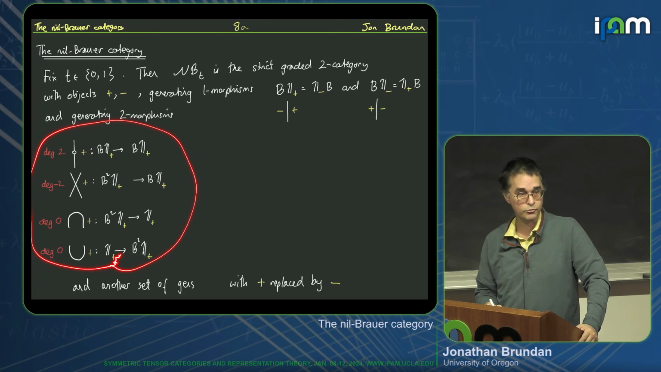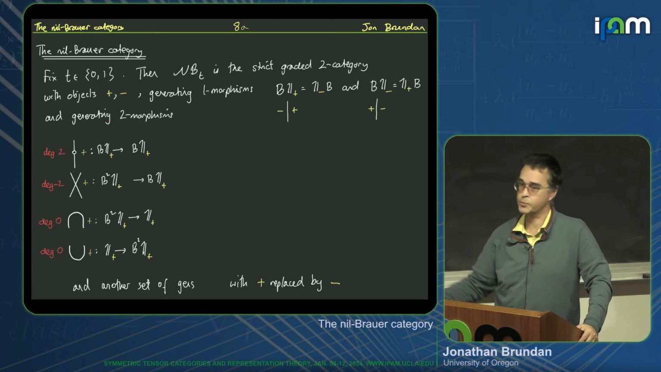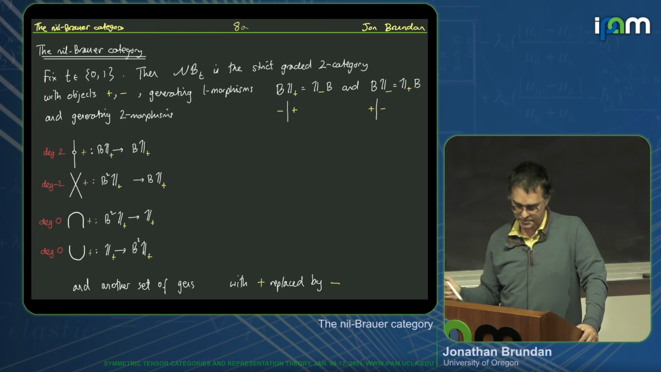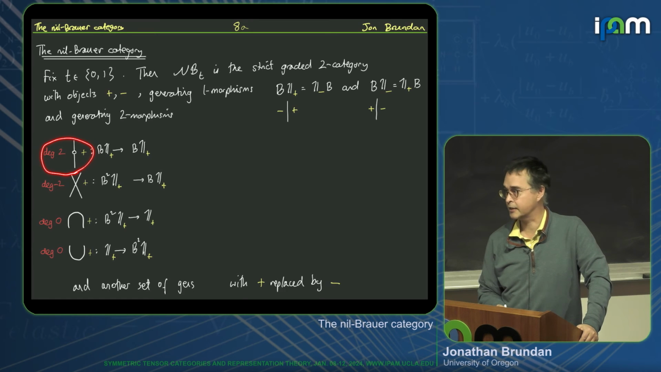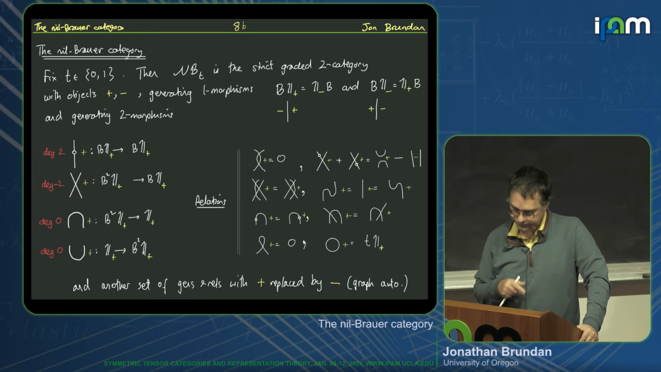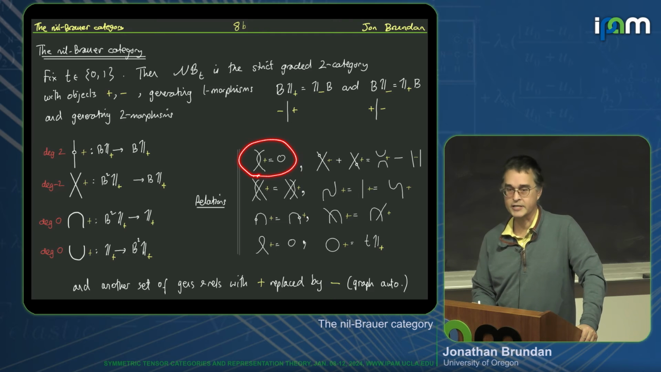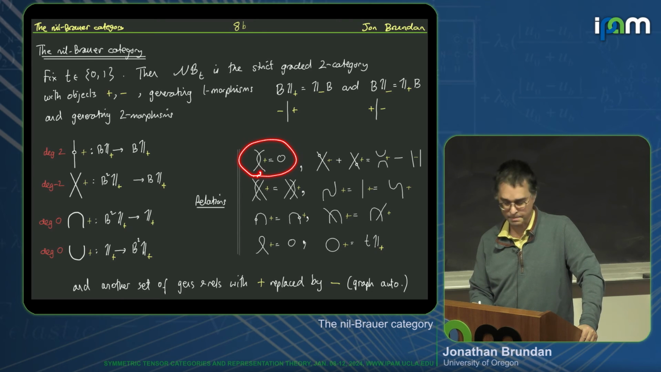No orientation anymore on these things. I've written the ones where the rightmost region is labeled plus, but there are similar ones where the rightmost region is labeled minus. And the dot, like the polynomial generator in the nil-Hecke algebra, is degree 2. The crossing is degree minus 2. And the relations, very quickly: this is like our de Maizière operator squares to 0. So these are the relations for nil-Brauer.